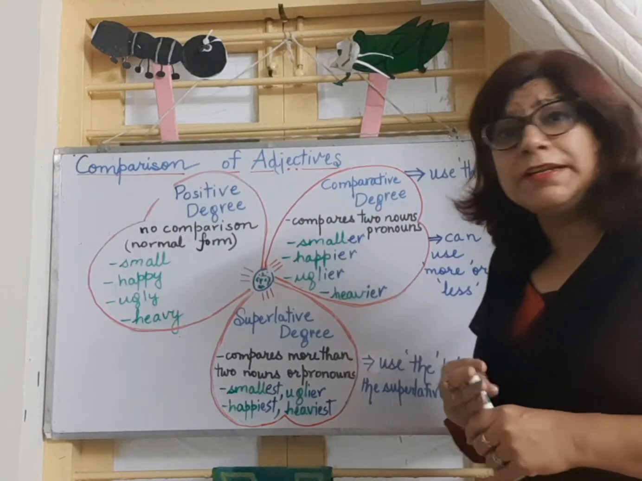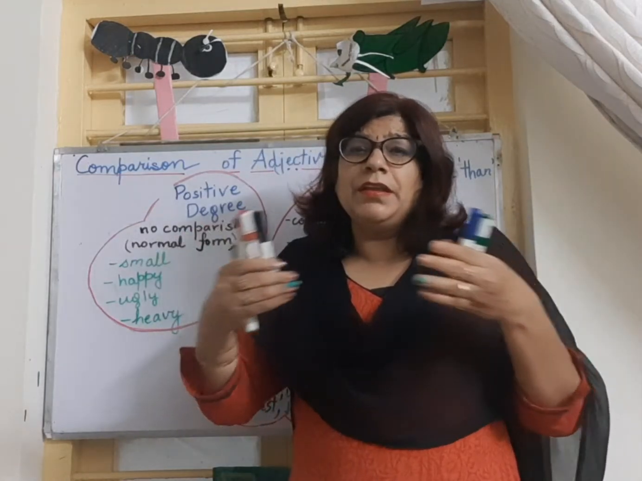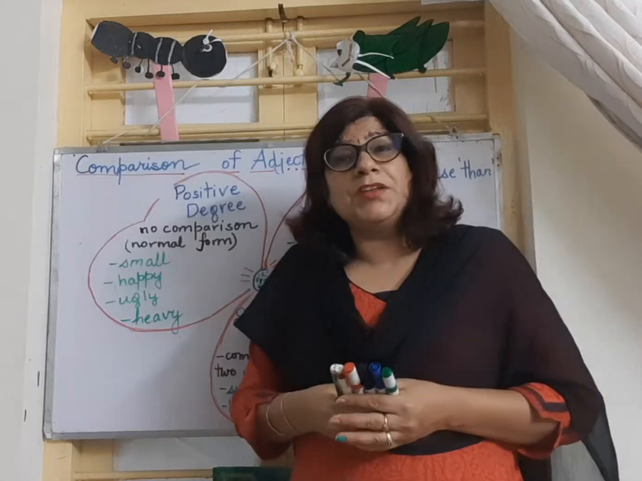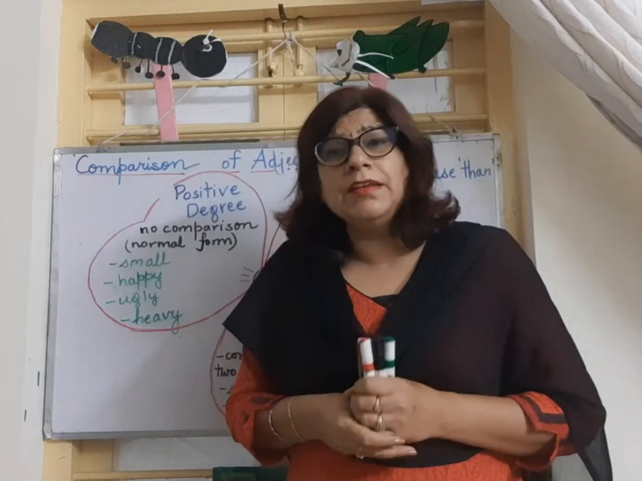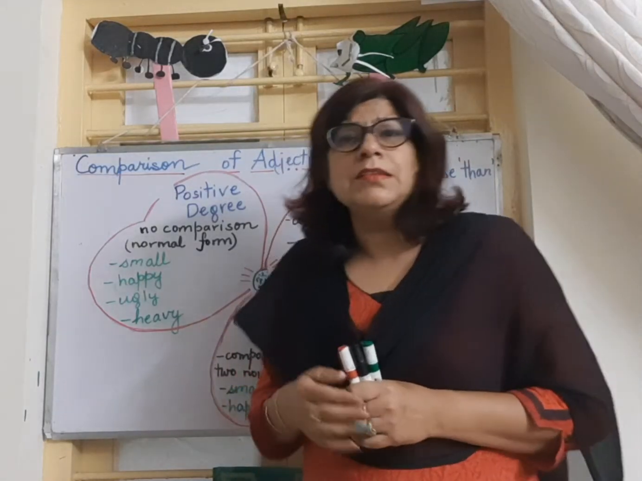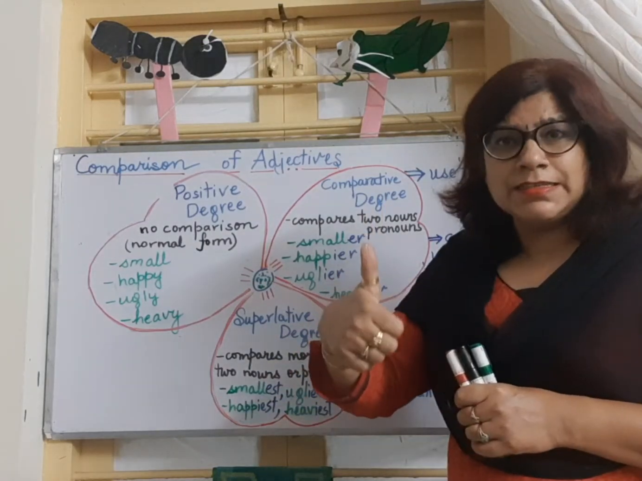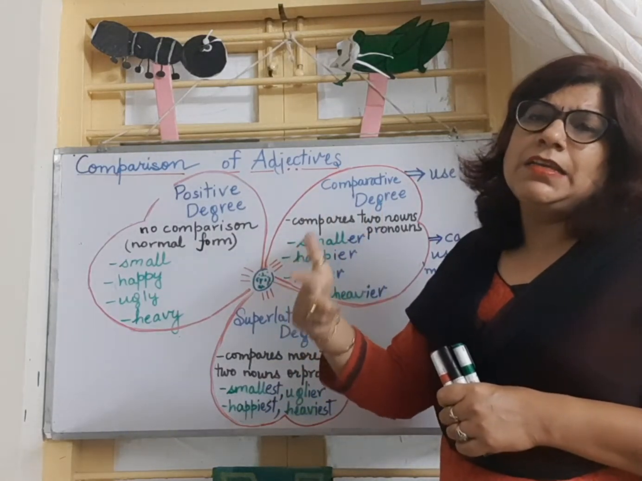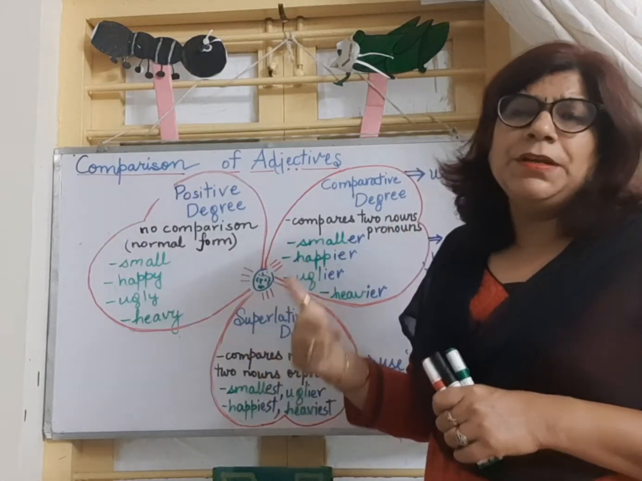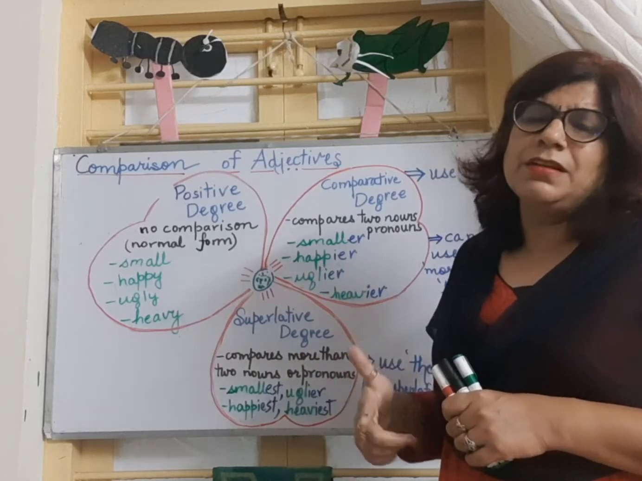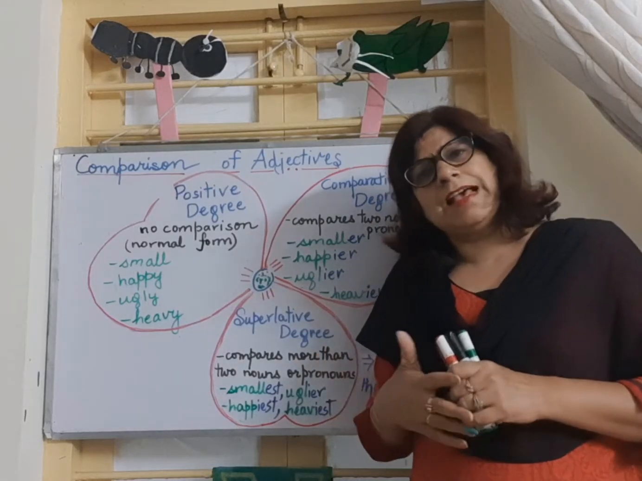And the third degree of comparison is superlative degree. When I say superlative, here I am comparing more than two. Whenever the comparison is between more than two nouns or pronouns, I am using superlative degree. This we will do in the higher classes, but just to tell you, in superlative degree, we are using EST and IEST at the end of the word. So small will become smallest, pretty will become prettiest, ugly will become ugliest. Same way, we will move forward in other words as well.